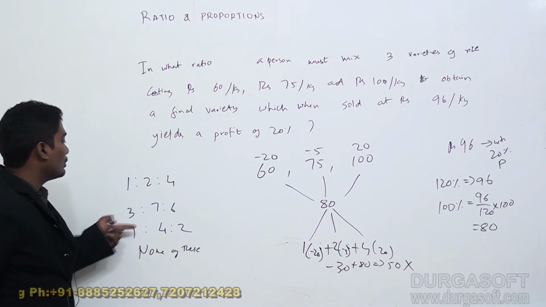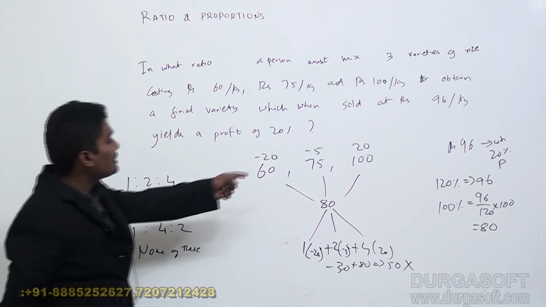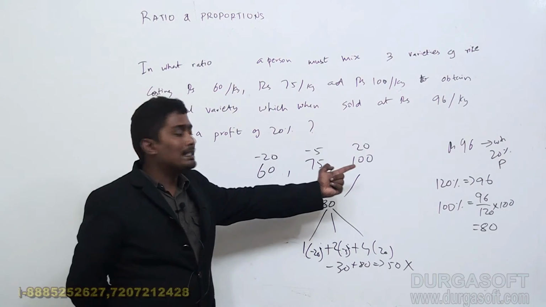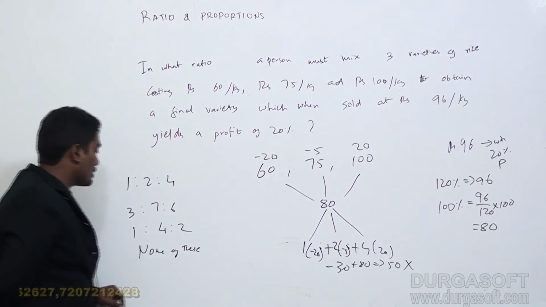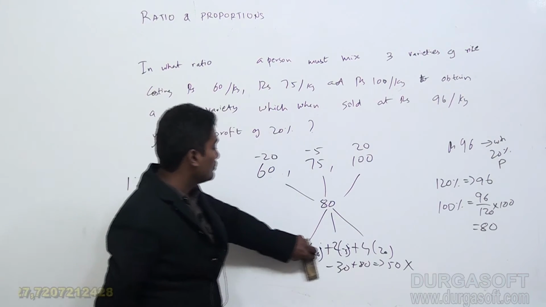I'll try the third option now. I cannot try the second option. Reason is 7 5s are 35, and 35 means it will not get cancelled anywhere. So I will not try the second option. I will directly try the third option, 1:4:2.